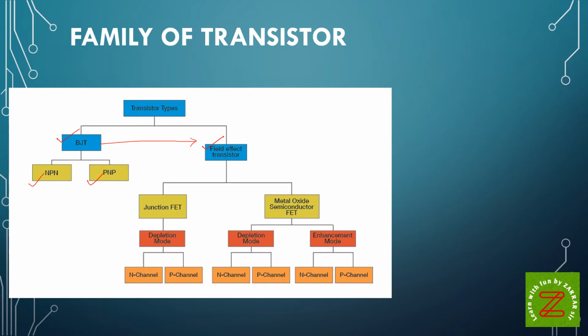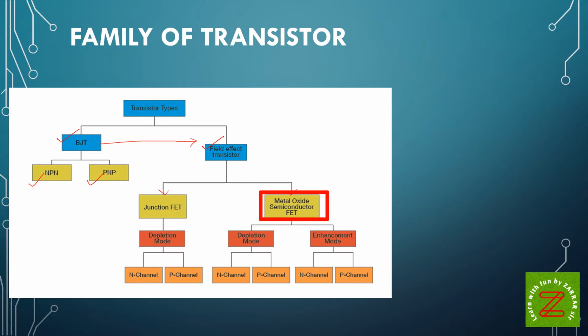Now for this course, you should understand that FETs are of two types, junction field effect transistor and MOSFET. Our target in this course is the metal oxide semiconductor field effect transistor, which includes two types, depletion and enhancement. Depletion is further divided into N channel and P channel, while enhancement is divided the same way into N channel and P channel.